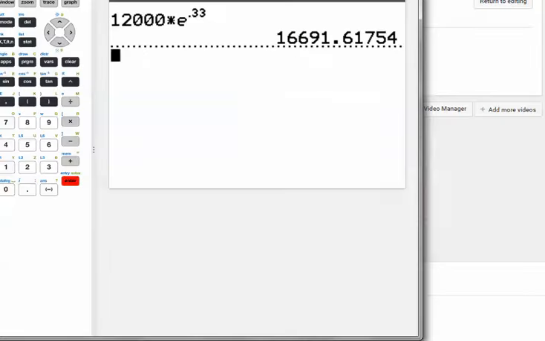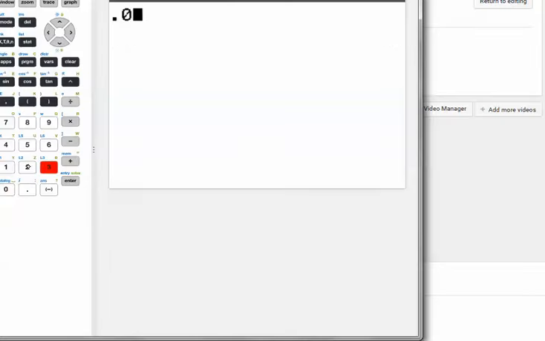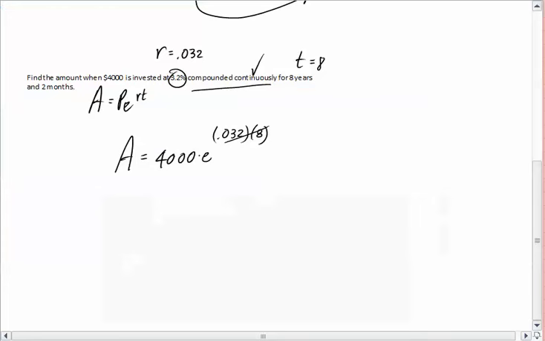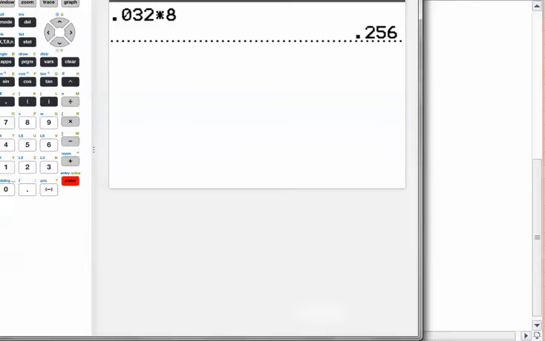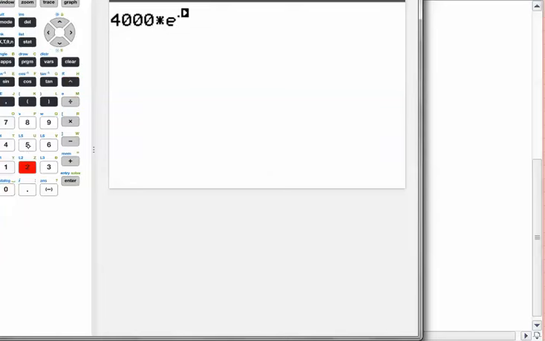0.032 times 8. 0.256. So this is going to be 0.256. And here we go. 4,000 e to the 0.256 is approximately 4,000 times e to the power of 0.256.